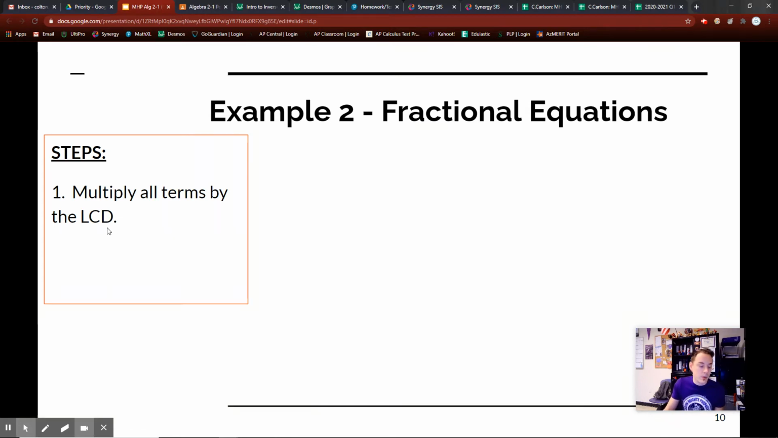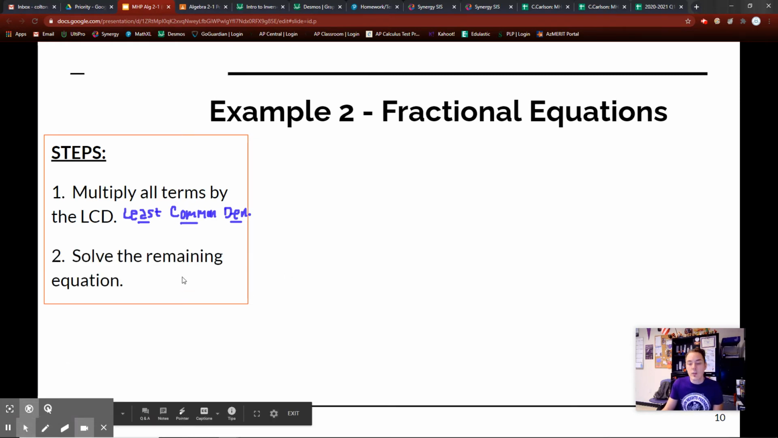Multiply all terms by what we call the LCD. LCD is an acronym, or abbreviation, for least common denominator. I'm going to abbreviate denominator here as DEN. So, least common denominator. Fancy math term, but that's okay. And then solve the remaining equation.